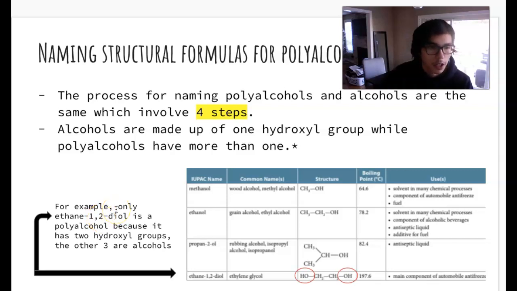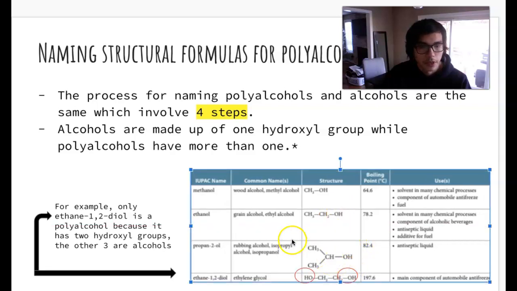ethane-1,2-diol is a polyalcohol because it has 2 hydroxyl groups, which you can see here, while the other 3 are alcohols, where they only have 1 hydroxyl group here, 1 here, and 1 here. A cool fact about ethane-1,2-diol is that its common name is ethylene glycol, and it is the main component of automobile antifreeze.